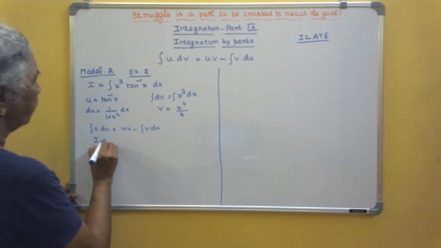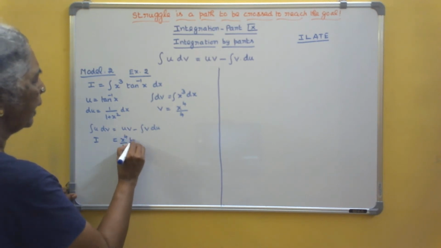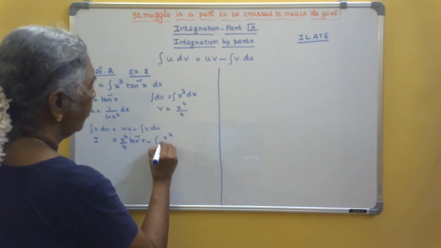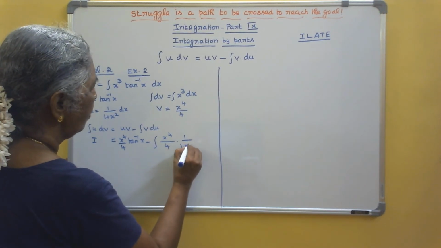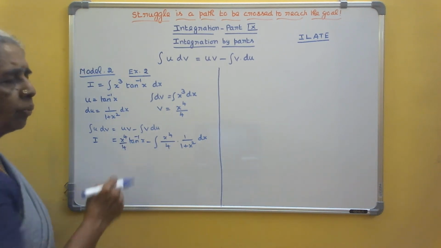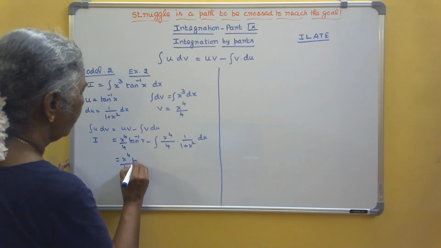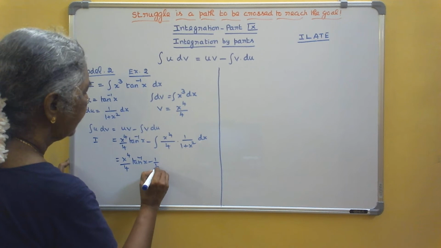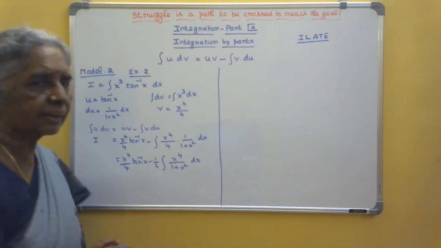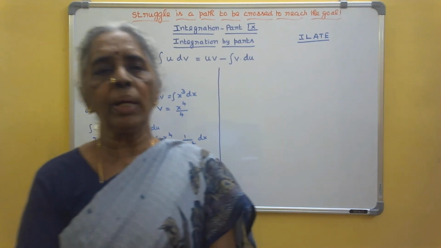So now write I, that is equal to uv. So let me write x power 4 by 4, then tan inverse x minus integral v is x power 4 by 4, du is 1 by 1 plus x squared dx. Now I can take 1 by 4 out from the integral. So I will get x power 4 by 4 tan inverse x minus 1 by 4 integral x power 4 by 1 plus x squared dx. Now let us look at the integrand. You have an x power 4 in the numerator.